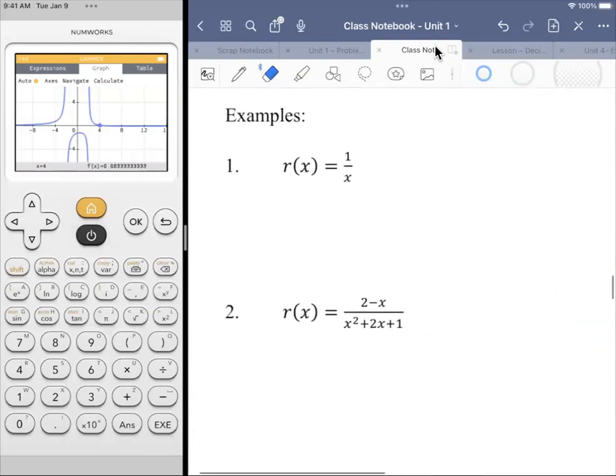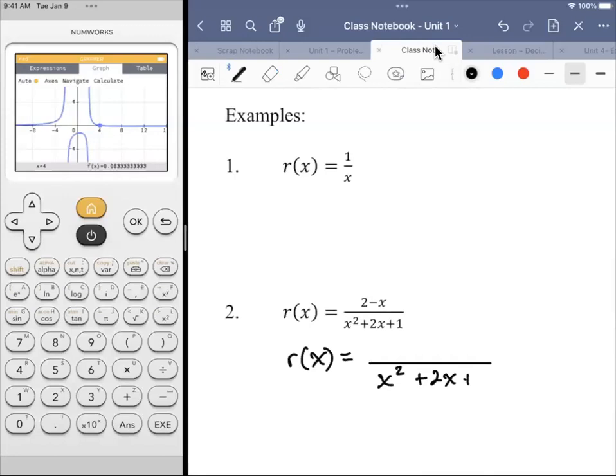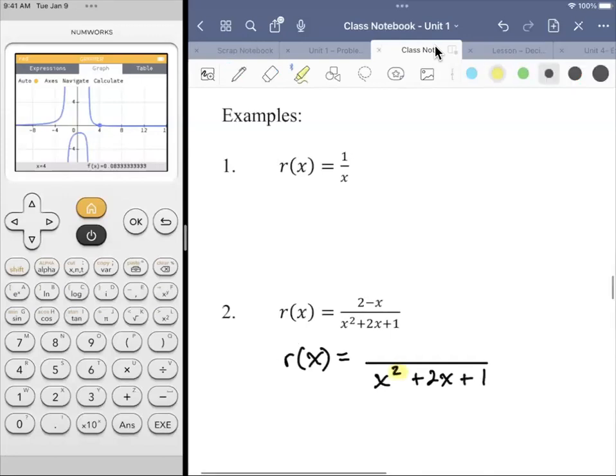So the first thing I would do in this example is rewrite it, or just think of it in descending order. Highest power first, and the next highest, and the next highest, and so on. The bottom's fine. You have a power of 2, followed by a power of 1, assumed power of 1. And then you have a power of 0 for the 1.